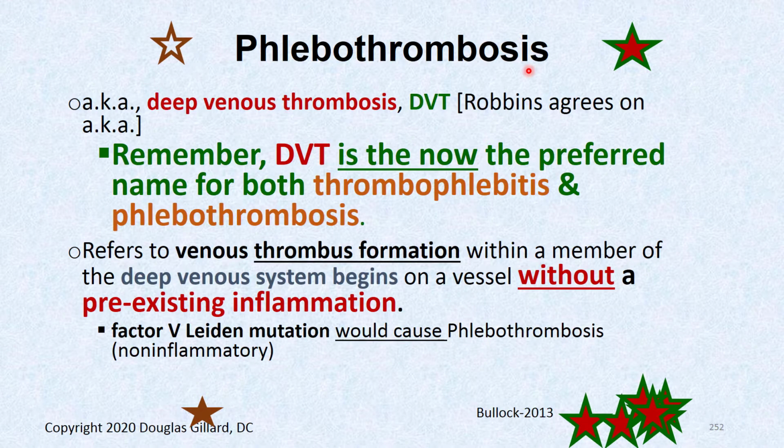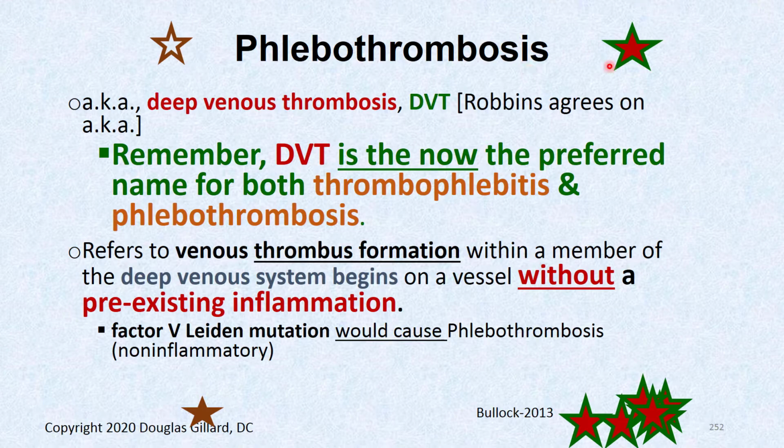Okay, now we have phlebothrombosis. So the AKA, and Rubin and Robbins both agree, which is amazing on something. Phlebothrombosis is an AKA for DVT. So the term deep vein thrombosis is now preferred to phlebothrombosis or thrombophlebitis. We don't use those terms anymore. We use deep vein thrombosis instead. Okay. Venous thrombus formation within a limb.